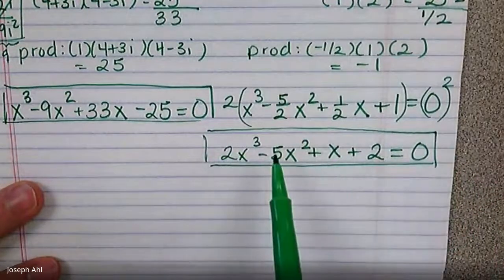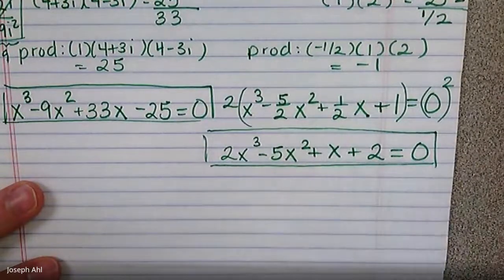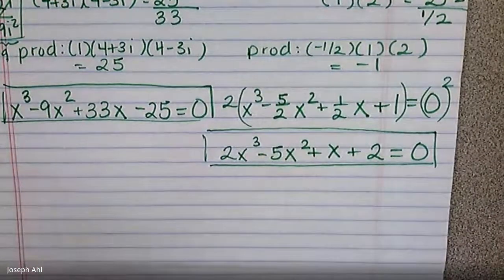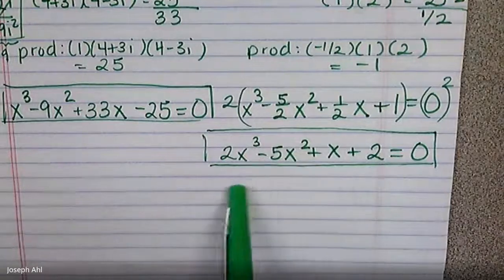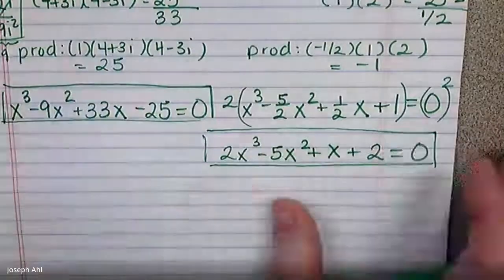Okay, 2x cubed minus 5x squared. This cancels here to make it a 1x, and then plus 2. That is the polynomial that has those roots, but now it has nice integer coefficients. Okay, so that's it. It's some quick practice. We'll do maybe a little bit more with this next time I see you. But we have one more new thing to learn.